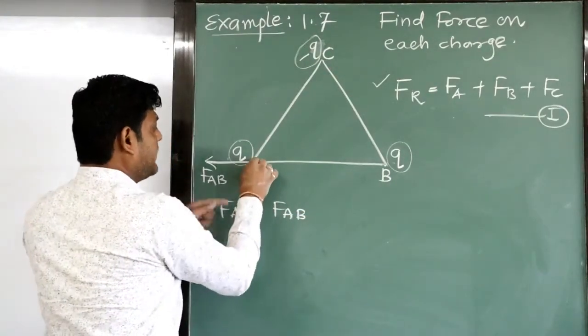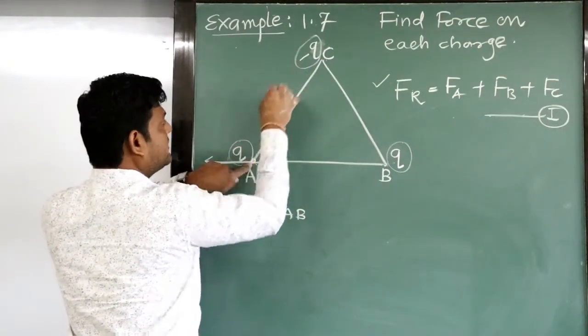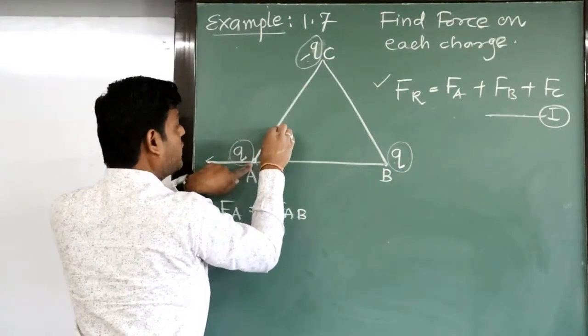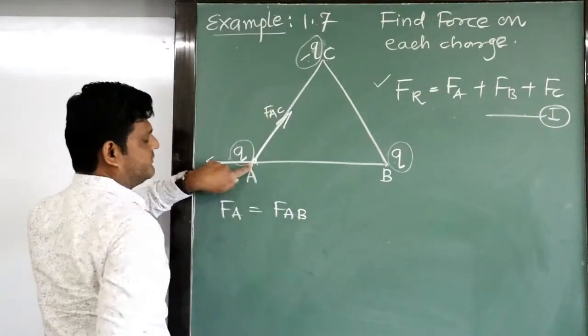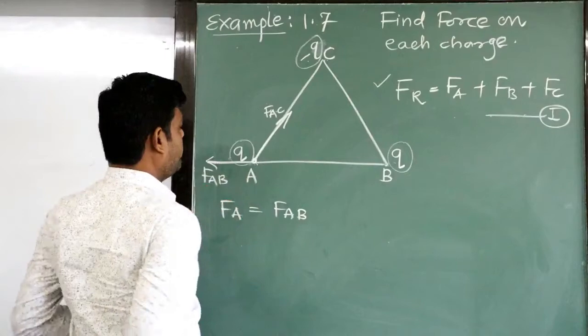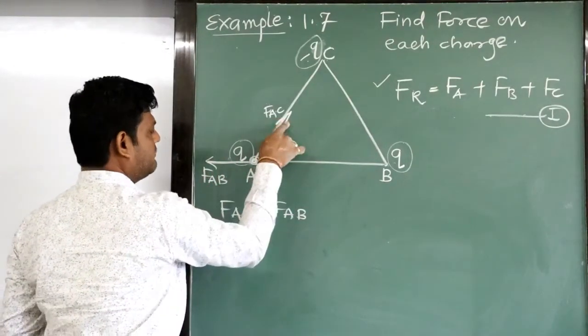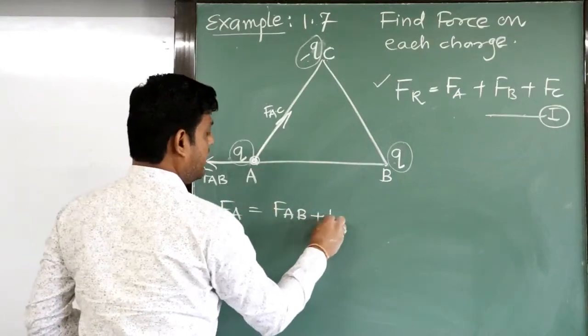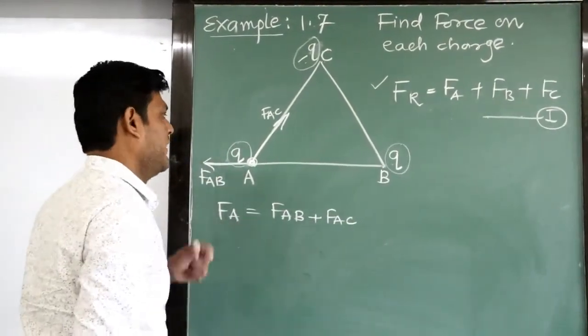Also the force acting on A due to C. This is plus, this is minus, so it will be an attractive one. So this is the force acting on A due to C. So these are the forces acting on A. How many forces are acting on A? These two, F_AB and F_AC. These are the two forces acting on A.